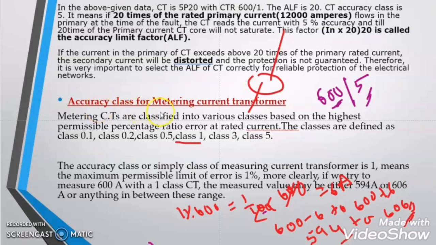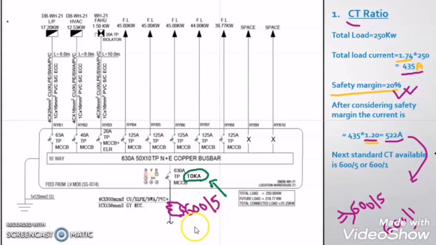Hope you clearly understand what the accuracy class for the metering current transformer is, how to calculate it, and how to select the accuracy class for the metering type current transformer. If you need very precise accuracy, then go for the lower value. After calculating the CT ratio, CT burden and accuracy class, we can specify it here. Suppose as this CT is a metering type CT, the CT ratio is 600 by 5, the accuracy class is 1, and the burden of the CT is 15 VA.